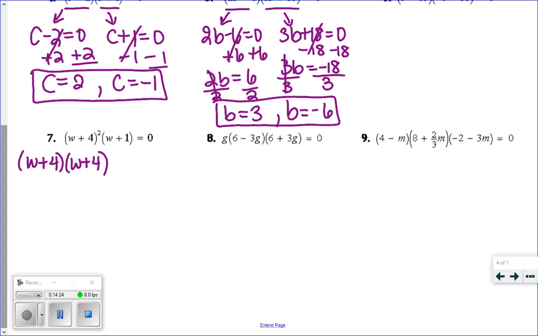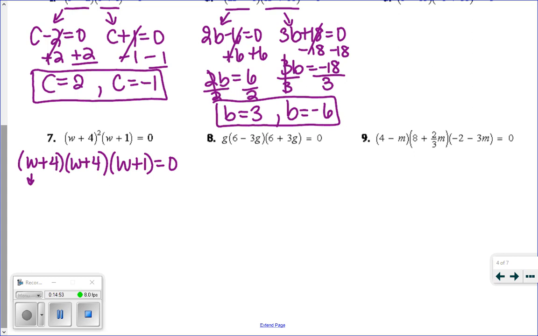So it's a w plus 4 times another w plus 4, and then there's also this w plus 1, and then we have a 0. So in this particular one, we actually have 3 factors that are equaling 0. I have to consider the possibility that any one of those 3, since they all have variables, could make this true. So I'm going to test each one. Now, it does happen that 2 of these are the same, so you're going to see what happens here.